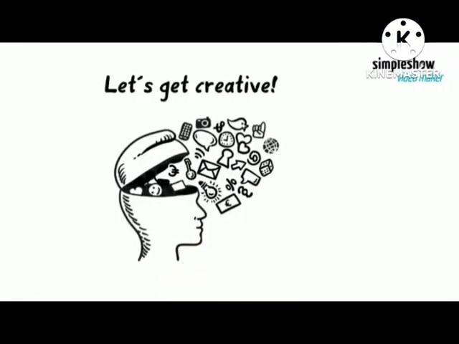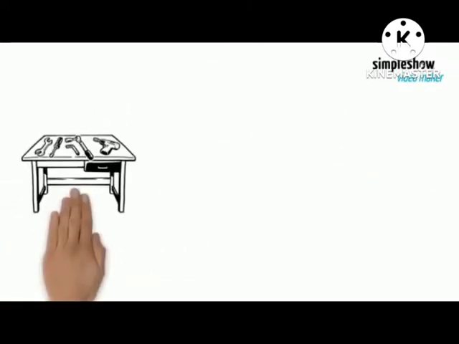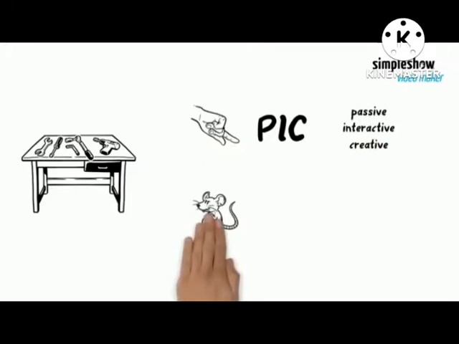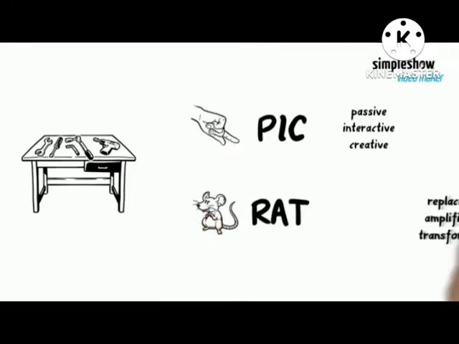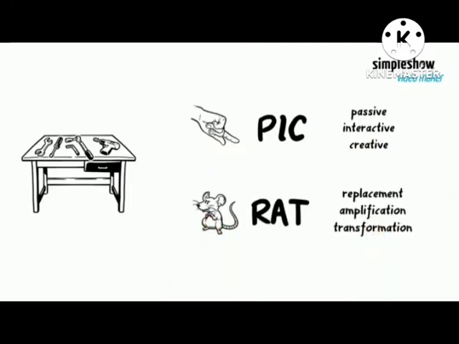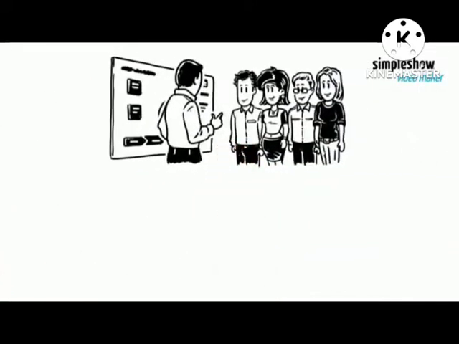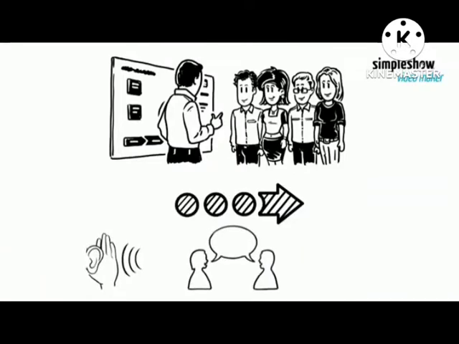Let's get creative with the PIC-RAD model for trainers. It structures methods and tools of our training processes. PIC stands for passive, interactive, creative, and RAD means replacement, amplification, transformation. PIC describes students' relationship to technology. It comes from being passive to getting interactive, and finally becoming creative.